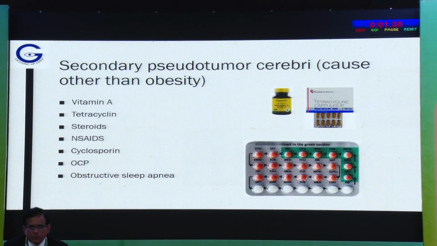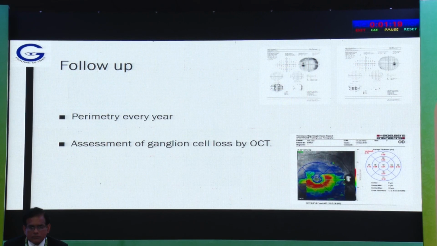So if you don't find any cause of bilateral disc edema, we have to think about drugs causing it: vitamin A, tetracyclines, steroids, NSAIDs, cyclosporin, OCP, obstructive sleep apnea. These things should be kept in mind. Follow-up should be with perimetry every year, and assessment of ganglion cell by OCT should be done every year.